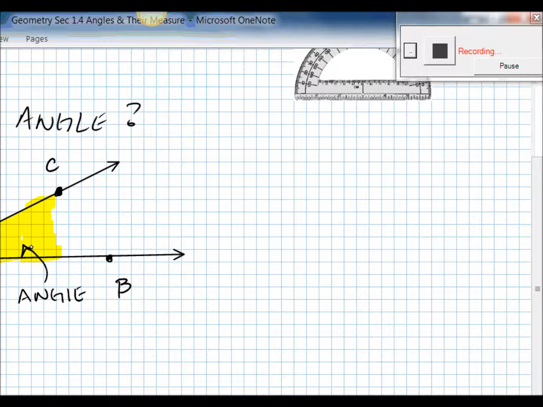So an angle is nothing more than two rays that have a common point known as the vertex. And the other parts of the rays are just called the sides. Side there and a side there.